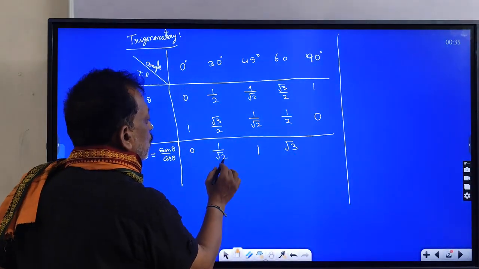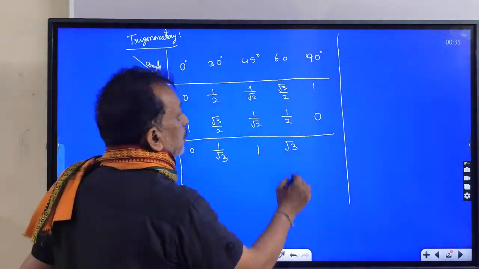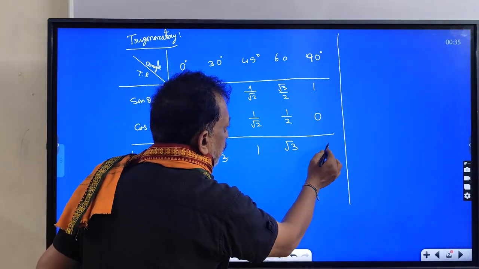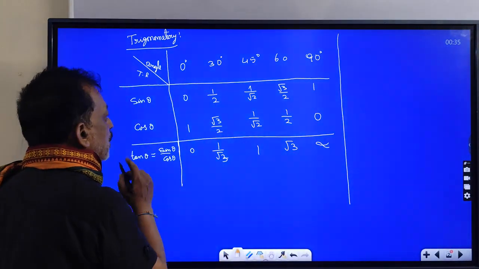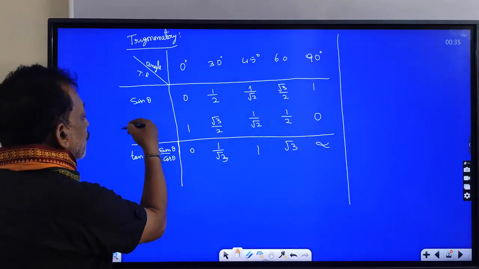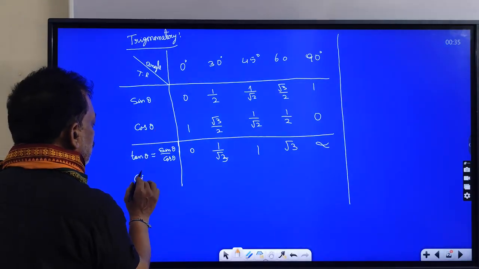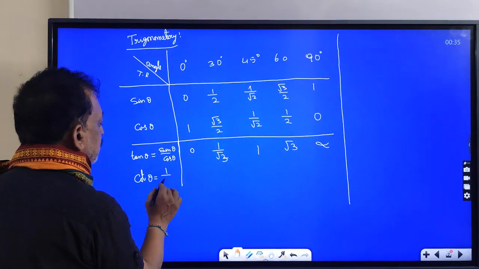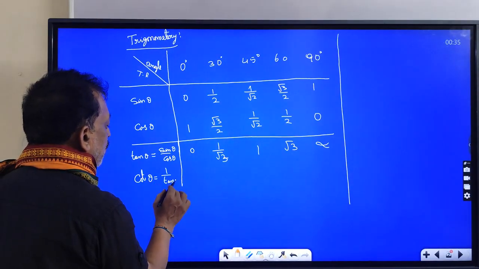So, this is 1 by root 3. Okay. This is root 3. This is anything by 0, which is infinity, not defined. That is tan. Next, coming to cot theta: cot is the reciprocal of tan. Okay, sir? Reciprocal of tan.